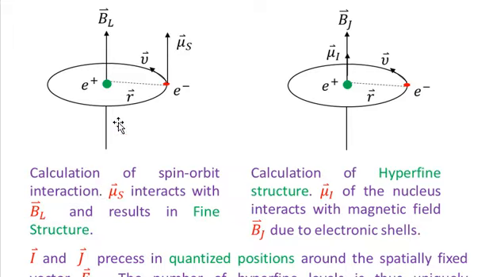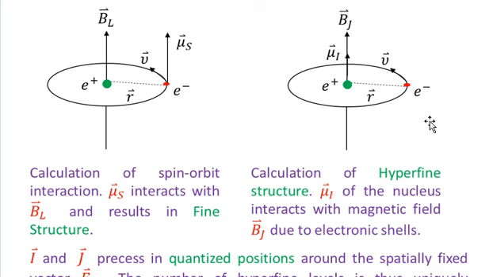Now, let me say a few words about this diagram, that is the calculation of spin orbit interaction. Here we have the spin orbit interaction, that is mu s interacts with BL and results in fine structure. So when mu s interacts with BL, it produces fine structure, and the fine structure is what we have discussed in many slides in some of the previous lectures.